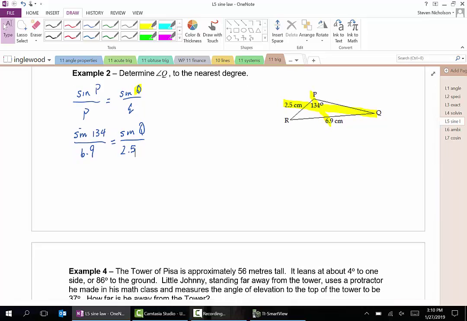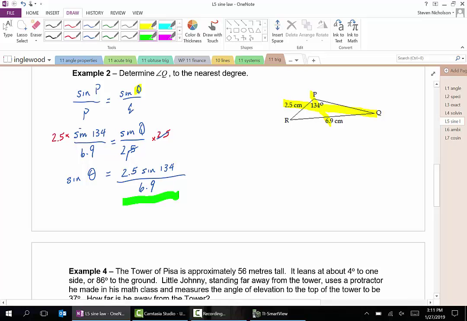So in this one right here, again, we want to isolate Q. So we're going to multiply both sides by 2.5. And when we do that, we get the sine of Q is equal to 2.5, these cancel out, right? 2.5 sine 134 all over 6.9. Now, we want to figure out what this thing equals, because in order to figure out the angle, we have to press that inverse trig button on our calculator.